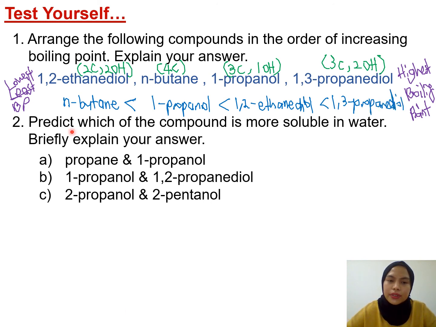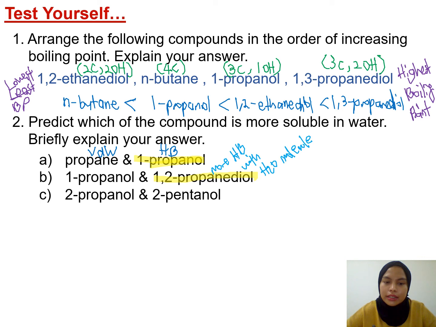Okay, so last one, dia suruh kamu predict which of the compound is more soluble in water and explain your answer. So if you look at 2A, between propane and 1-propanol. Siapa yang akan lagi soluble in water? Between alkane dengan alcohol, obviously lah alcohol. So 1-propanol because okay, kalau alkane dia hanya ada van der Waals forces, alcohol ada hydrogen bond. So dia boleh buat hydrogen bond dengan water molecule. Okay, kalau between 1,2-propanediol dengan 1-propanol, siapa yang lagi soluble? It should be 1,2-propanediol because kenapa? Because dia boleh form more hydrogen bond with water molecule.